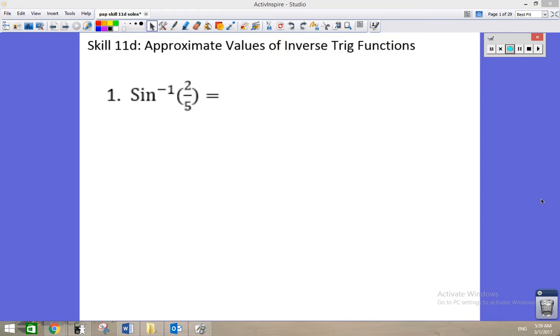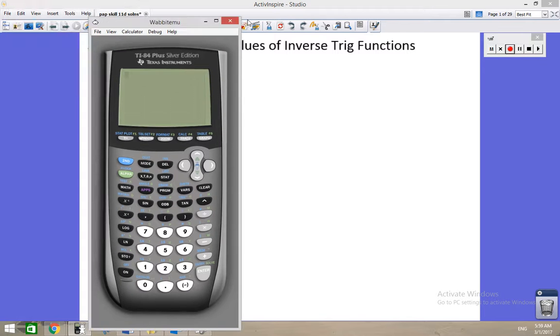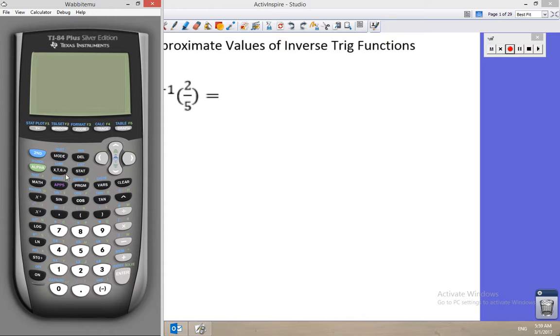All right, so I think this is recording. Let's take a look at these problems. Most of these are just calculator exercises. So let's take a look at this number one. I'm going to set the calculator to radians. Yeah, it's in radians. 4 decimals is fine.